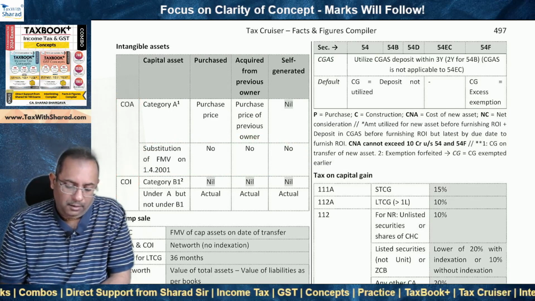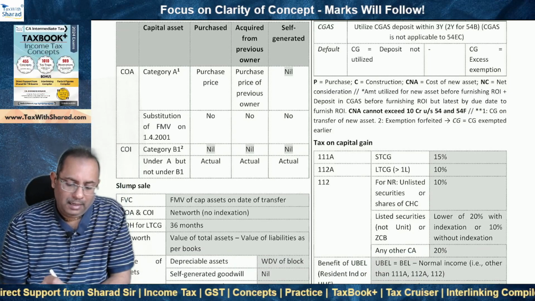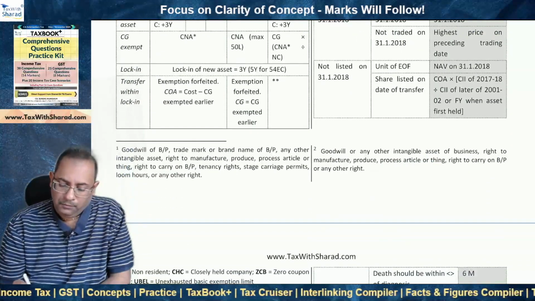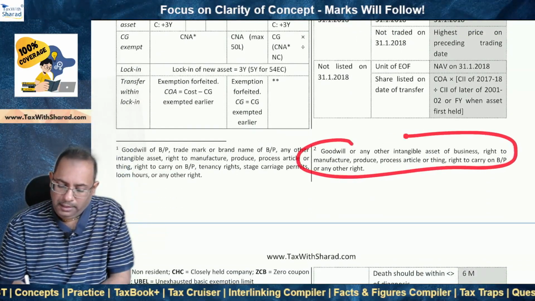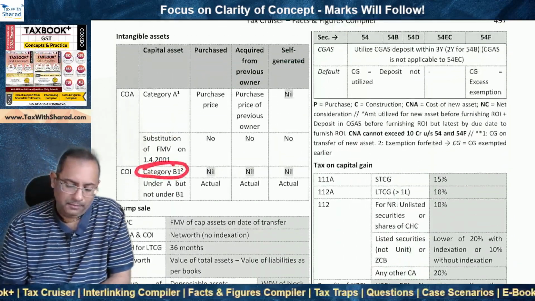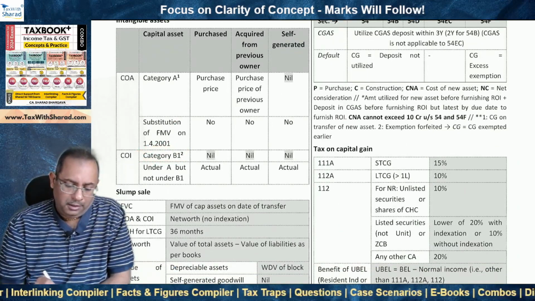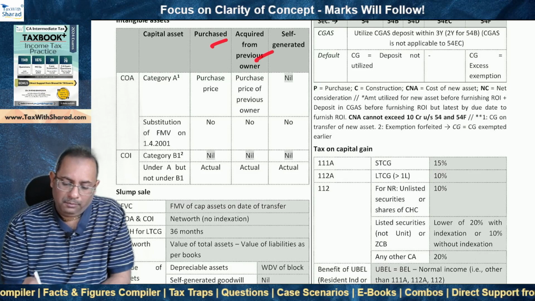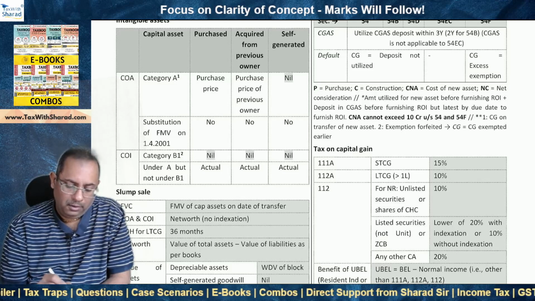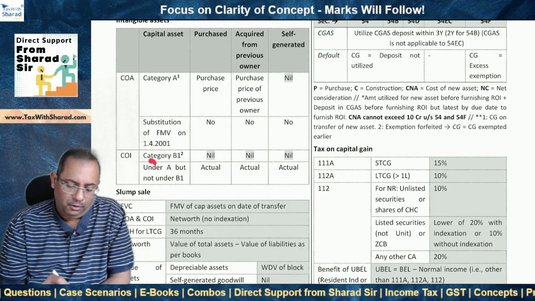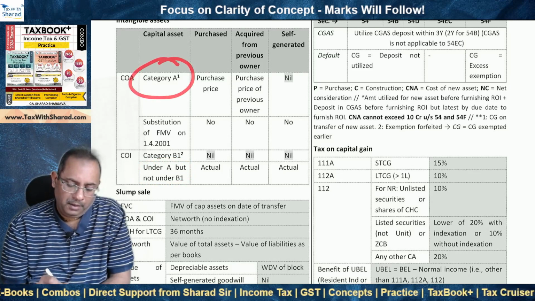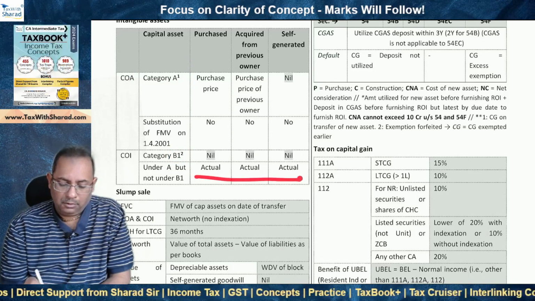Now, when we are determining cost of improvement, it depends on the capital asset. If it is a category B1 capital asset, category B1 is what? Goodwill or any other intangible asset of business, right to manufacture, produce, process, article or thing, right to carry on business or profession or any other right. In such case, irrespective of whether it is purchased or acquired from previous owner or self-generated, cost of improvement is nil. So no deduction on account of cost of improvement is allowed. But if the capital asset is falling under category A but not under B1, then the actual cost of improvement is allowed as a deduction.